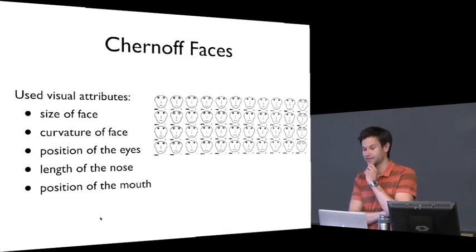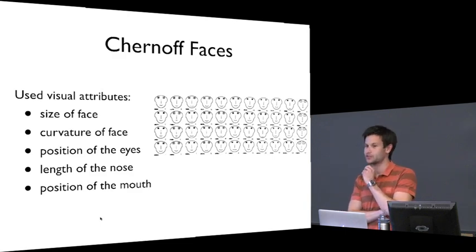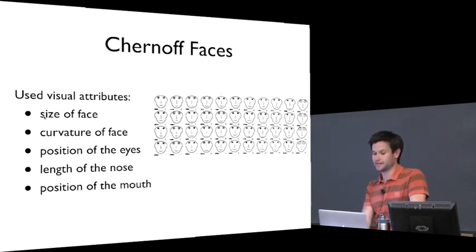And the Chernoff faces, they try to encode your data in different visual attributes that are shown as different faces. For instance, you assign one column in your data to the size of the face. You assign one column in the data to the position of the eyes, to the length of the nose, to the position of the mouth. And this will result in different faces for every different item that you have.